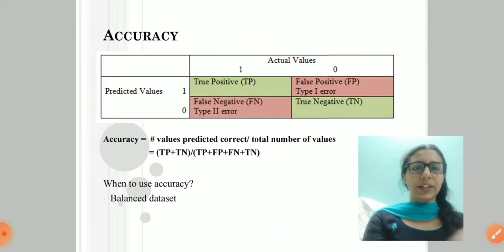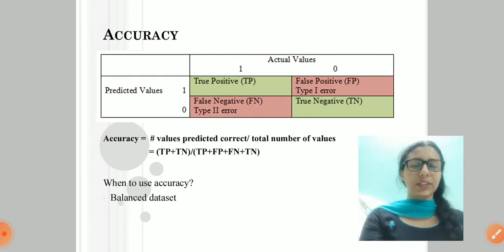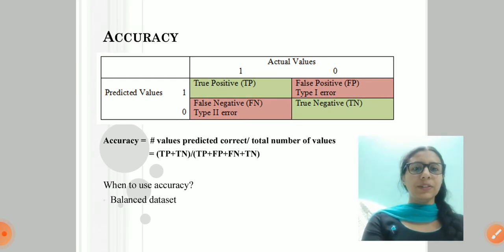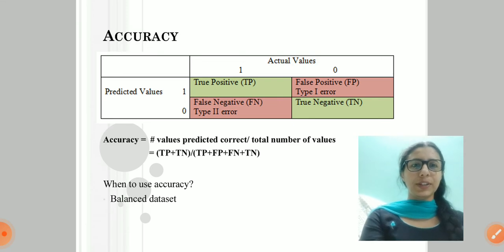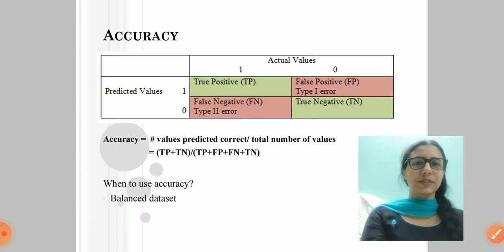So here is the concept of accuracy. If we define accuracy in layman's language, it can be defined as the total number of values predicted correctly divided by the total number of values. As shown in the figure, the values that are predicted correctly are represented by the green color, that is the true positive and true negative. So accuracy will be the summation of true positive and true negative divided by the total number of values.